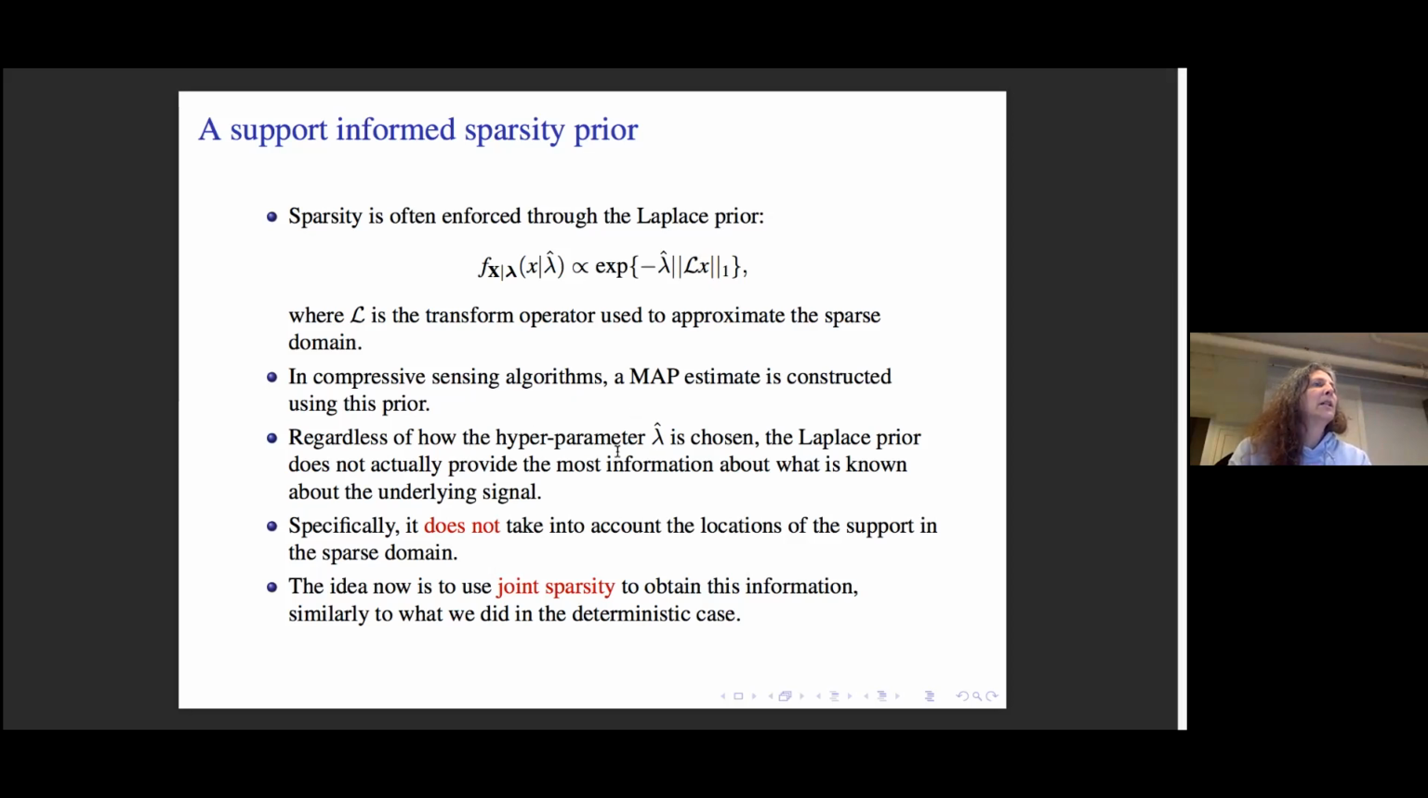Okay, so just to make sure this point is well established: it's good to choose the hyperparameter well, but that has nothing to do with the support in the sparse prior. So you still have this global effect from this prior. So you want to do something so that you have a spatial variance, just like we had before, because as written, it doesn't take into account the locations of support. And again, we want to use this idea of joint sparsity to obtain this information so we can design a better prior.